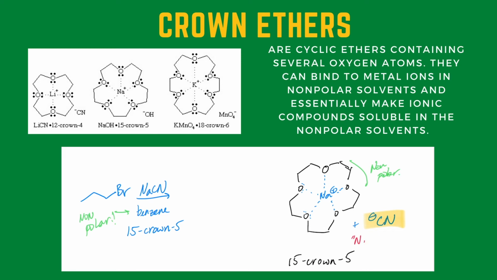And check this out, the cyanide anion is a naked nucleophile hanging out in non-polar solvents. This makes this SN2 really, really fast. And this is one way we can use solvent effects to our advantage.